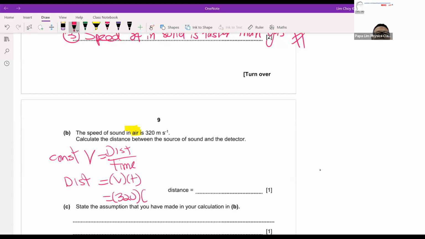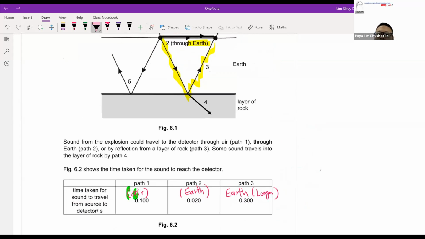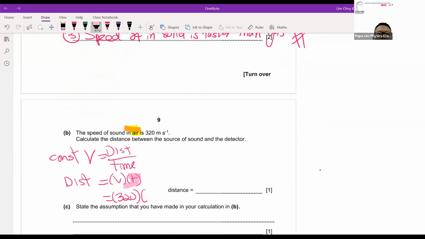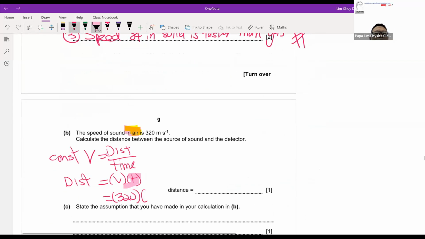We must remember the time that we are looking at: I'm looking at path 1, not path 2, because path 2 is through the Earth. So path 1 is through air. The question gives the speed of sound in air, so 320 refers to air. The time taken for the air path will be 0.1. So the distance will be 32 meters.